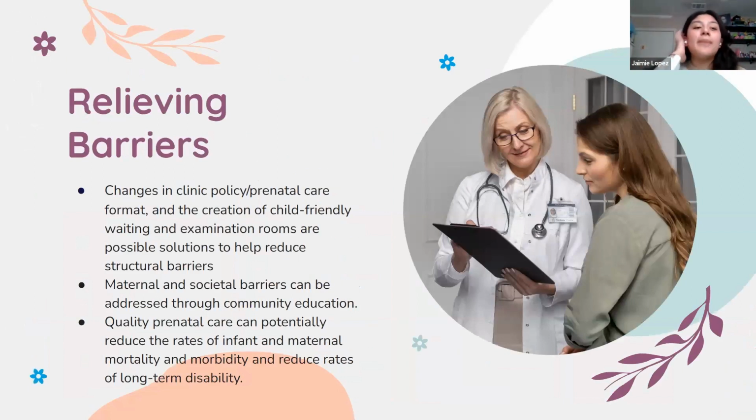So I touched a little bit about relieving these barriers, but additional ways to relieve these barriers include changes in clinic policy and prenatal care format and the creation of child-friendly waiting and examination rooms as being possible solutions to help reduce these structural barriers. Additionally, maternal and societal barriers can be addressed through community education, and quality prenatal care can potentially reduce the rates of infant and maternal mortality and morbidity and reduce rates of long-term disability.